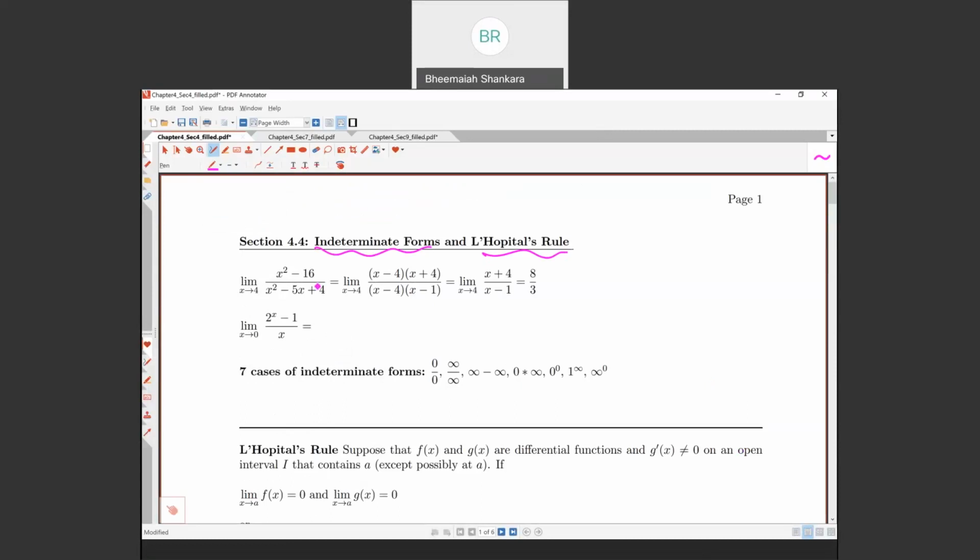Limit of the first quadratic expression, you can factor the numerator as x minus 4 times x plus 4, while the denominator can also be factored. After factoring, you see that you have common factors, which is x minus 4, x minus 4. So you're going to cancel them. For the remaining function, you're going to plug in x equal to 4. And then when you simplify, 4 plus 4 is 8, 4 minus 1 is 3. So you are able to calculate the limit.